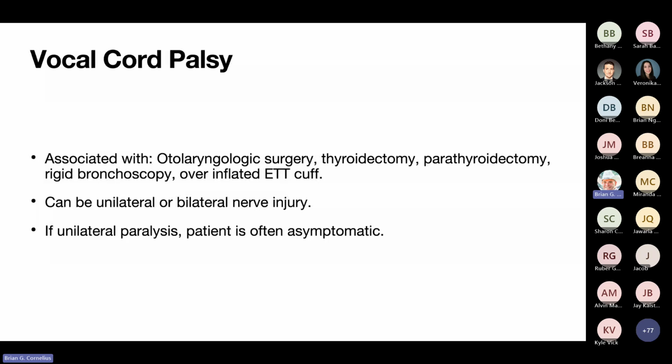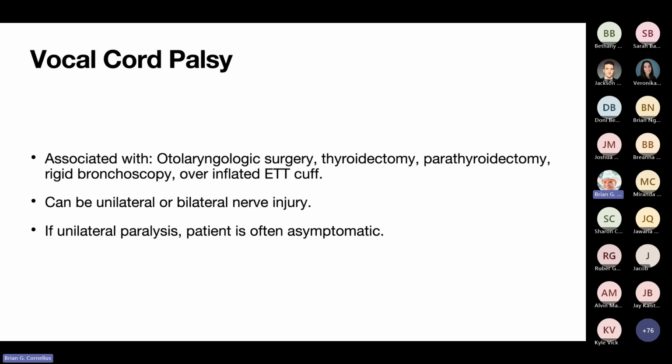Vocal cord palsy happens. It's kind of the same situations. A lot of times you'll see this with thyroids, parathyroids. Sometimes patients will have like laryngeal or tracheal biopsies done. Overinflated ET tubes can also cause it, so that's on us. But usually it's going to be kind of external neck surgery that winds up severing one of the laryngeal nerves. Most of the time, if it happens, it's going to be unilateral, which is not good, but it's better for the patient than having bilateral nerve injury.